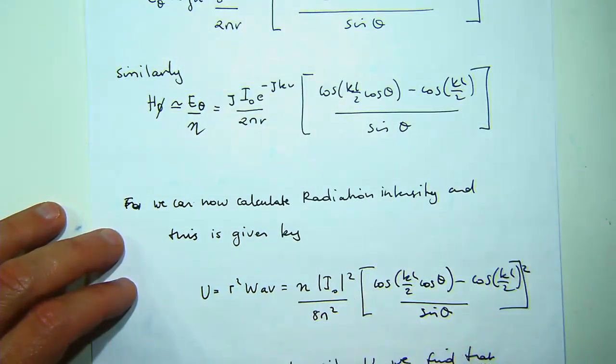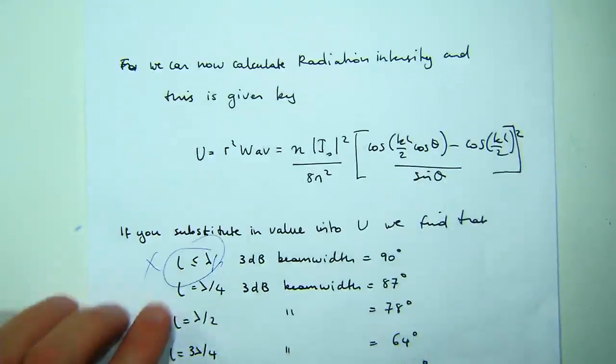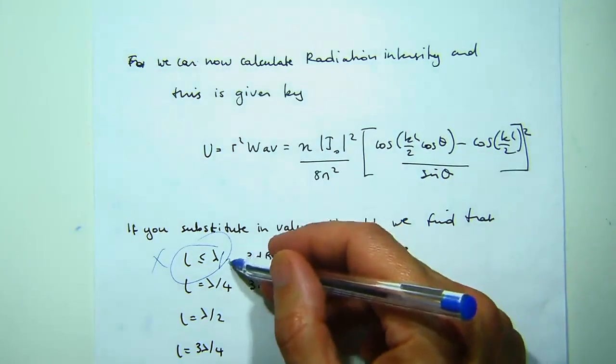I've got this wrong, so this should be a different length or something. There's a mistake here. Sorry, there's a mistake there. That shouldn't be lambda. This I think should be lambda on 10 or something.